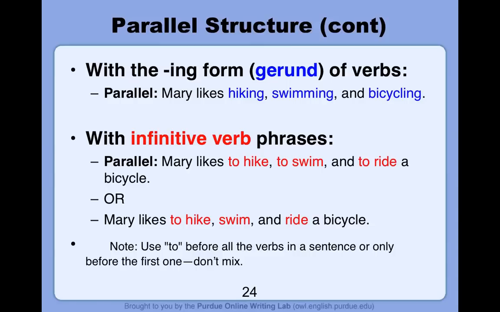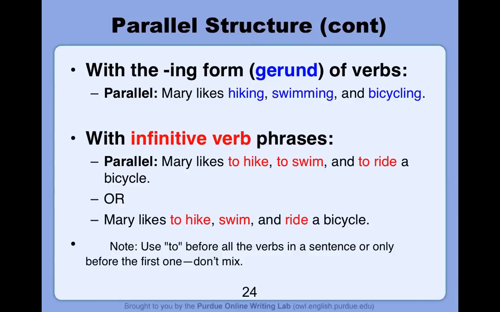With the infinitive verb, in this slide they're red, infinitive verbs have the word to and then the verb, to plus verb. So here we see it's parallel. Mary likes to hike, to swim, and to ride a bicycle, or Mary likes to hike, swim, and ride a bicycle. The first version, to hike, to swim, and to ride, we definitely have the same pattern of the infinitive verb: to verb, to verb, to verb.